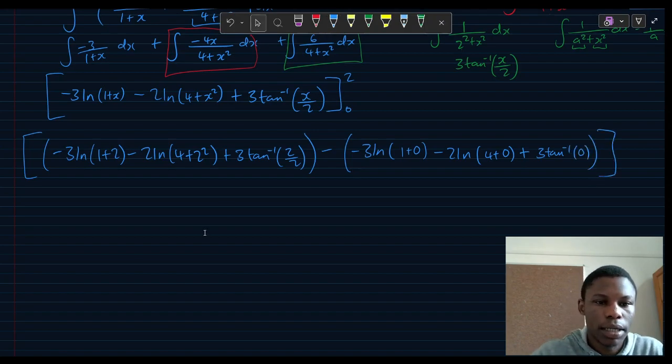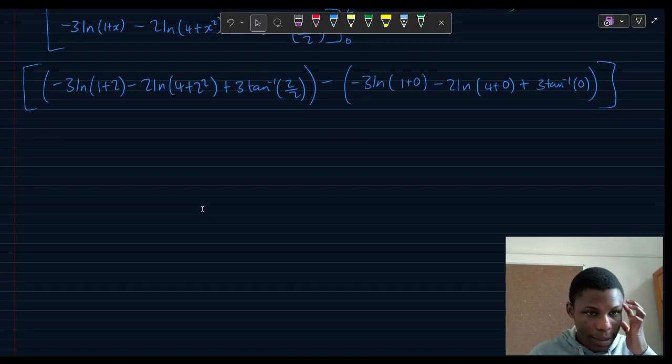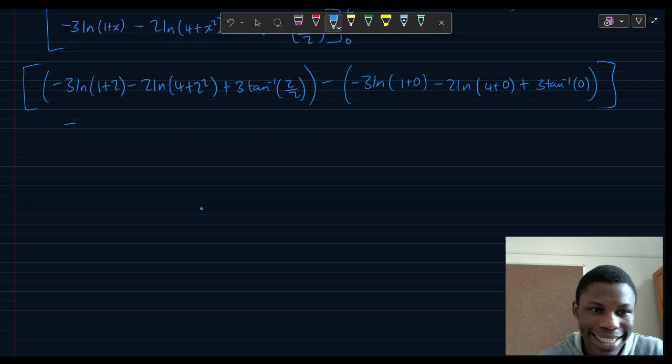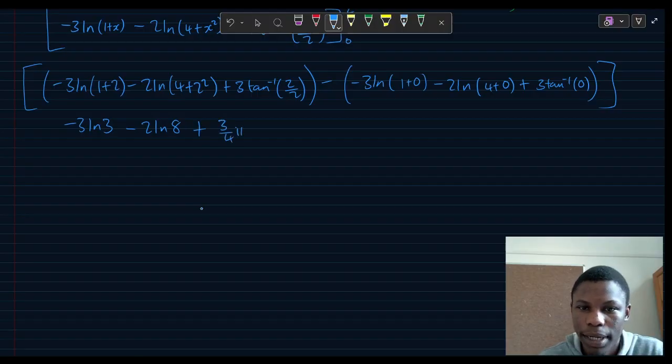Okay, so let's simplify this step by step. Negative 3 ln 1 plus 2, that's negative 3 ln 3. Then we've got negative 2 ln 4 plus 2 squared, which is 4. So negative 2 ln 8. 3 arctan of 1, 2 over 2 is 1. So arctan of 1 is a quarter pi, and that's being multiplied by 3. So 3 over 4 pi, minus the lower limit.